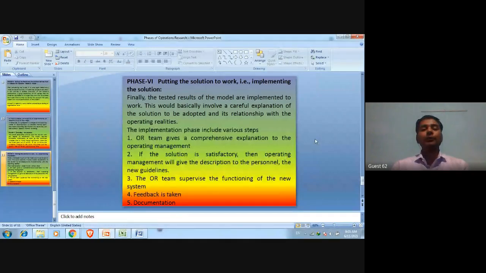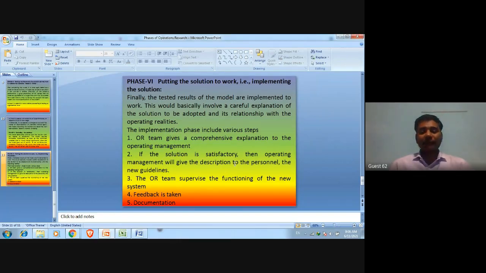What are the steps for implementation? The OR team gives a comprehensive explanation to the operating management. It means all the decision variables, all the solutions, all the alternative courses of action will be explained by the operations research experts who have constructed the model. They will explain to the top management how it will be useful for our organization.